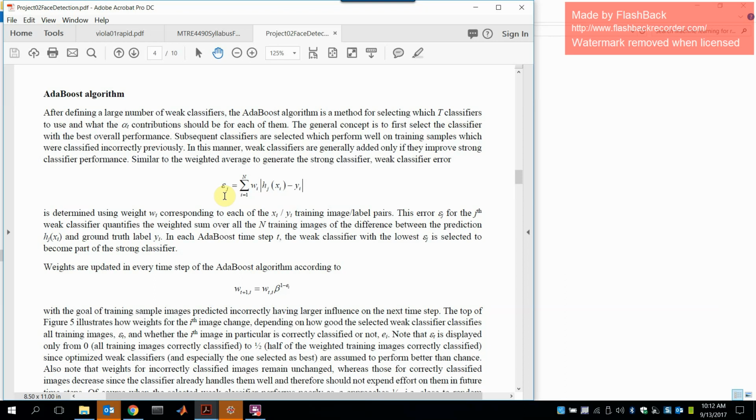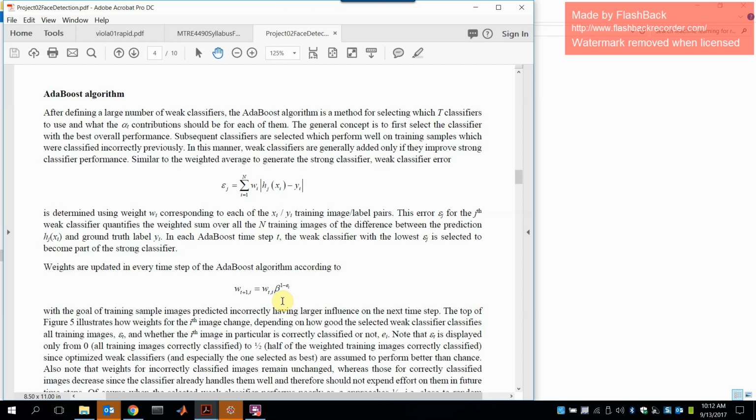Then we're going to update the weights, and that's what this equation says. At the t plus 1th time step, it's going to take the old weight times this really cryptic thing, beta to the 1 minus e_i. It's cryptic in the equation, but it's really simple. The weights for every image start off equal. Then any image that is correctly classified by that classifier should have its weight decreased, because the classifier is already doing them correctly. The images that are incorrectly classified, their weights need to stay high.